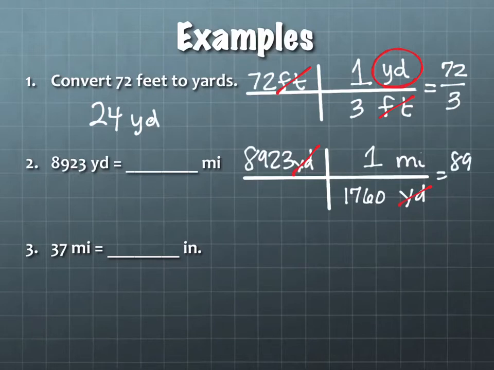So I have 8923 divided by 1760. It is not a nice whole value. We'll go to 2 decimal places. What did you get? What was it? 5.07 sounds good. And it is in miles.